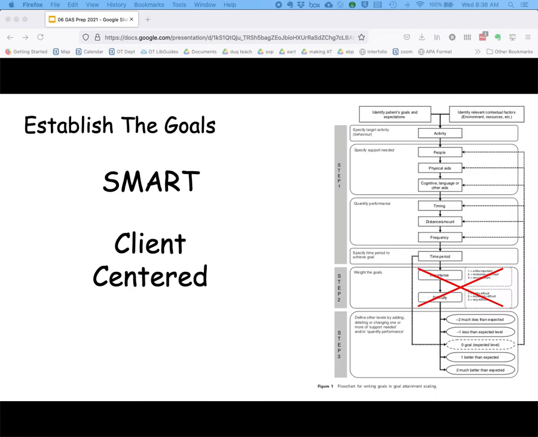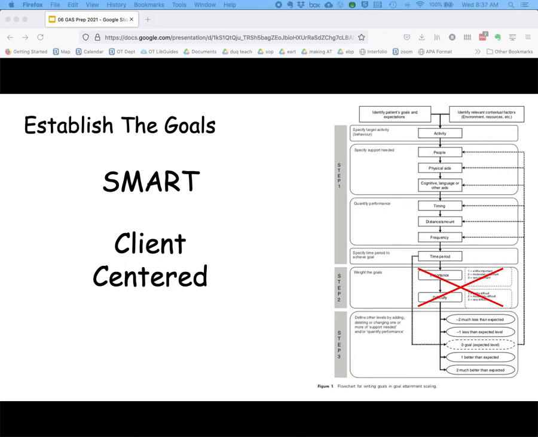So the goals are SMART goals, the same kind we've been teaching you in OT. So they're specific to the client and specific to the actual behaviors we're interested in, measurable, so they need to be not necessarily quantifiable, but they need to be something you can either measure or categorize as a success or failure, acceptable to the client, acceptable to you, relevant to the client, and time related, which means time constrained.